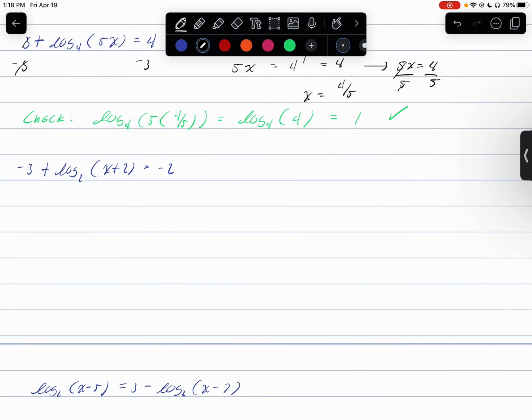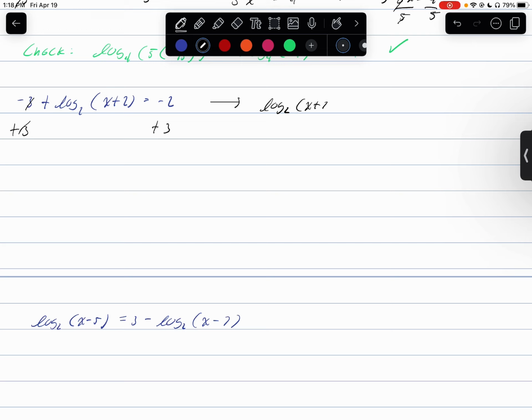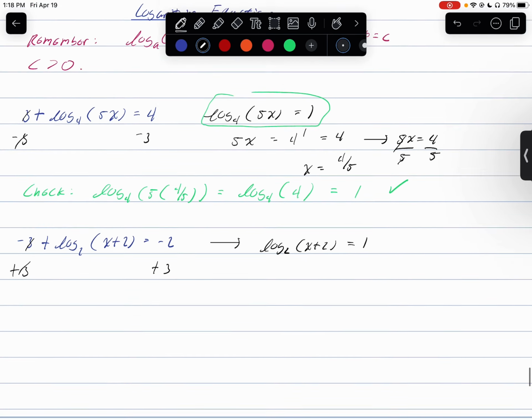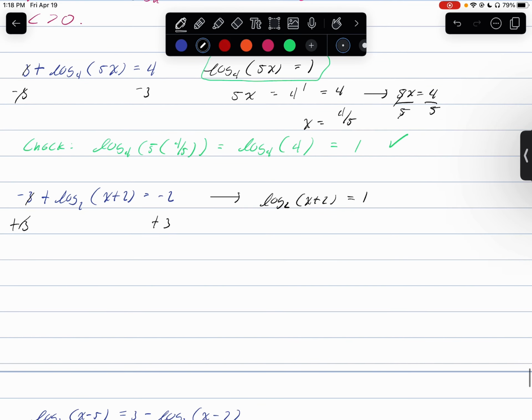Okay, let's try another one. Here we have negative 3 plus log base 2 of x plus 2, and that's equal to negative 2. As before, let's go ahead and add 3 to both sides to isolate log base 2 of x plus 2 by itself. That's going to give us log base 2 of x plus 2 is equal to 1. Remember, if we go back to our log rule, log base a of c is equal to b if and only if a to the b is equal to c. So we have 2 to the 1 is equal to x plus 2.